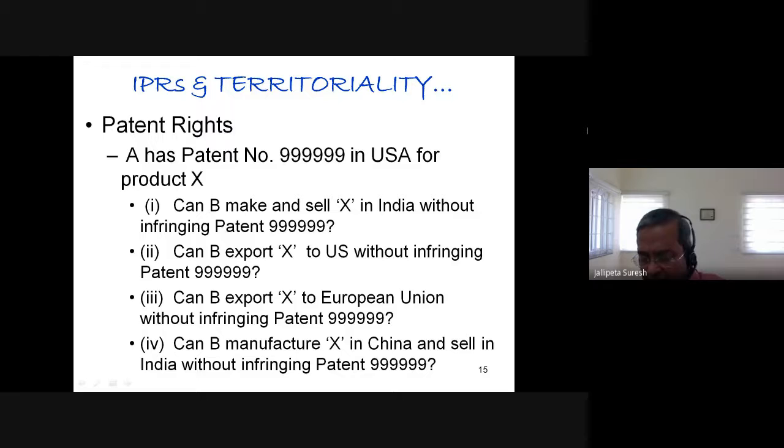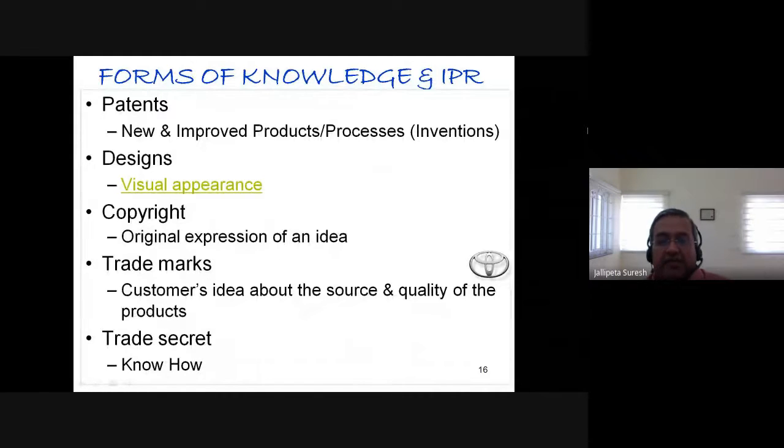So therefore, here we can try and understand how patent rights apply. That is, patent rights are territorial in nature. In other words, they are confined only to the country which grants the patent to a particular product or a particular process. Okay, now let's move on. We have another 15 minutes. I think we have to quickly move on.